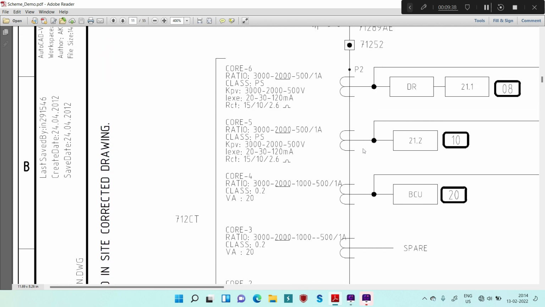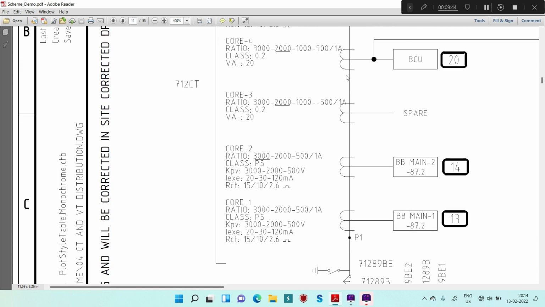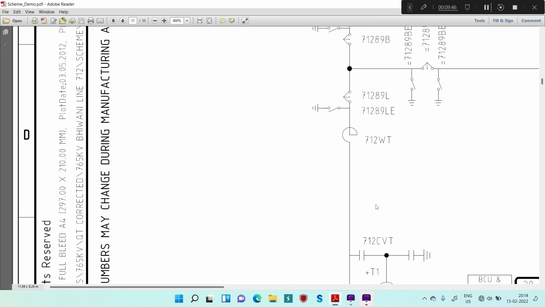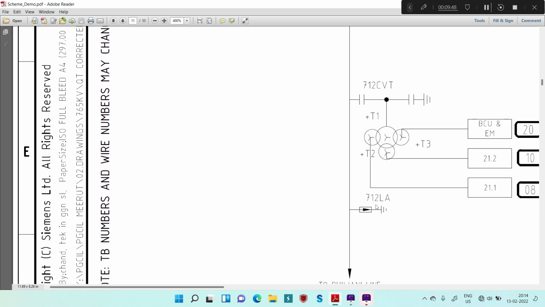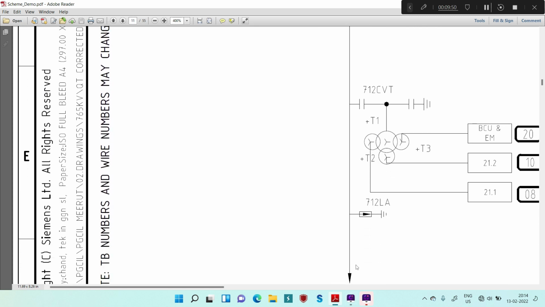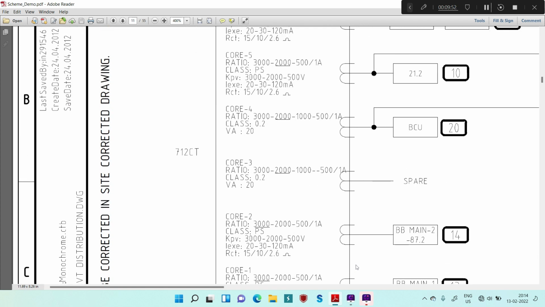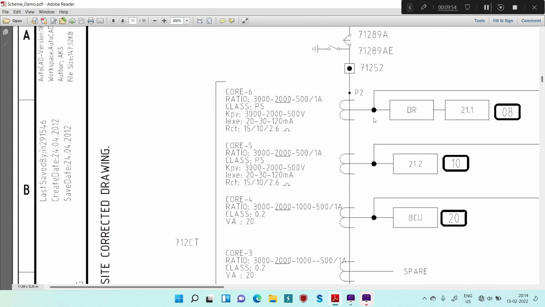Then just see here this dotted terminal P2, it is away from your feeder, because the feeder is on this side. This is the feeder, and the CT terminal P2, which is here, is away from the feeder. That means when you connect this CT for formation of a star point, you have to make the star point on the P1 side of this CT.